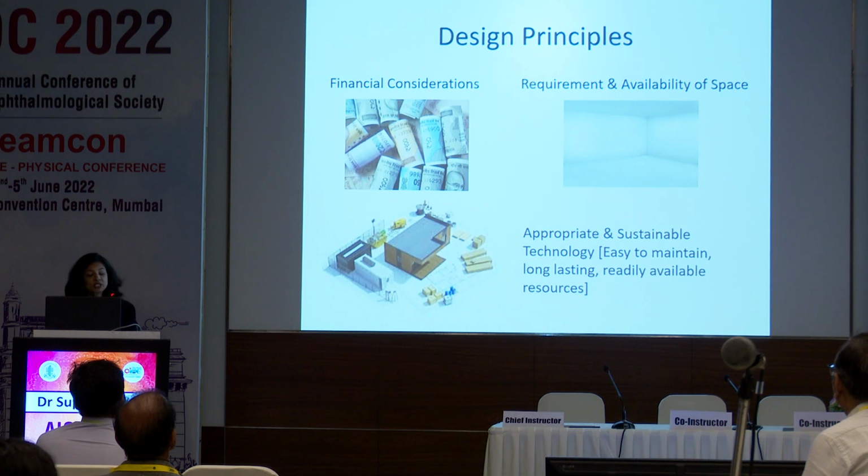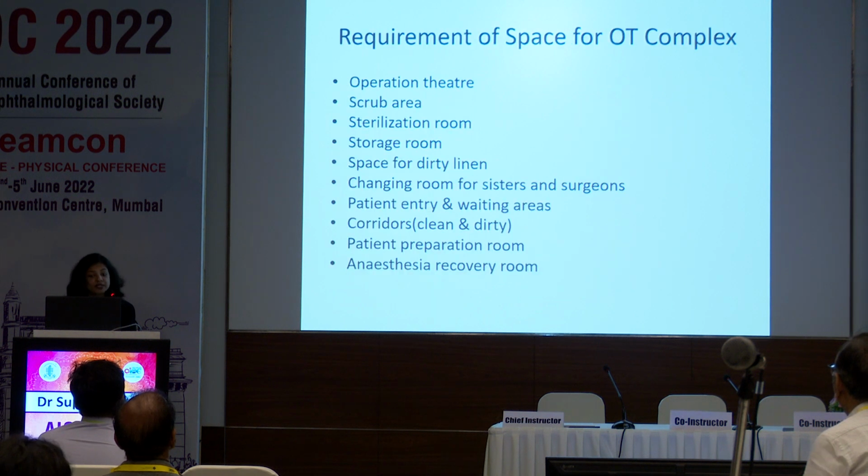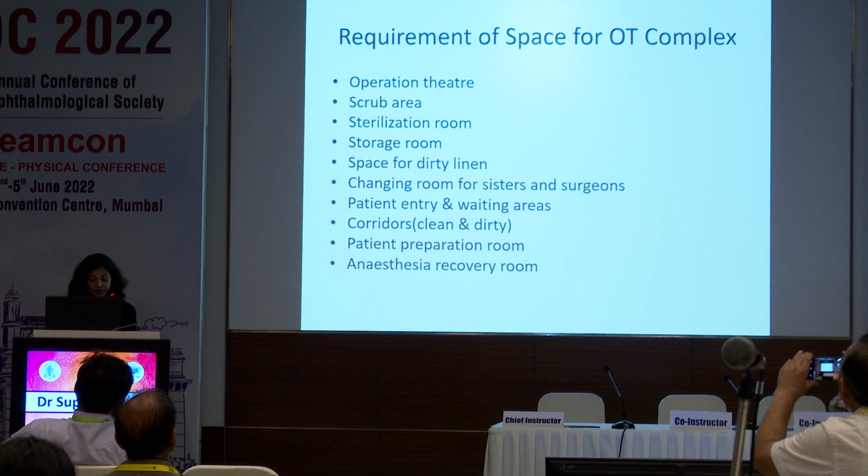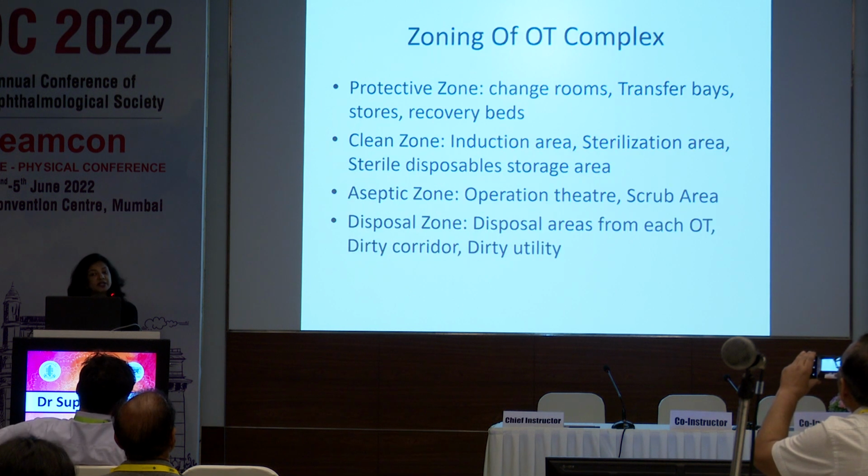Use materials which are locally available, durable, easy to maintain and resistant to microorganisms. An OT complex comprises of an operation theatre, scrub area, sterilization room, storage room, patient preparation room, changing room, and anesthesia recovery room. All these areas are divided into different zones.